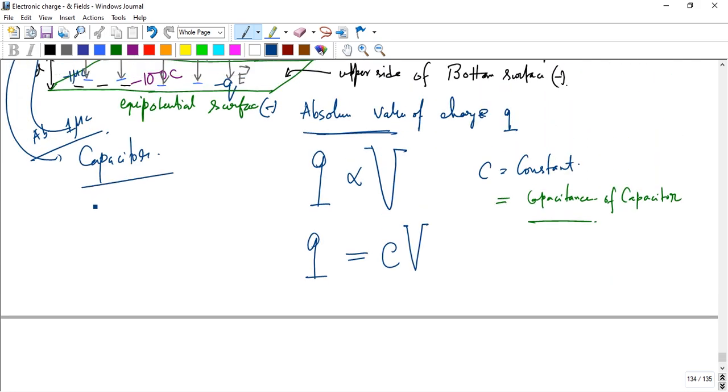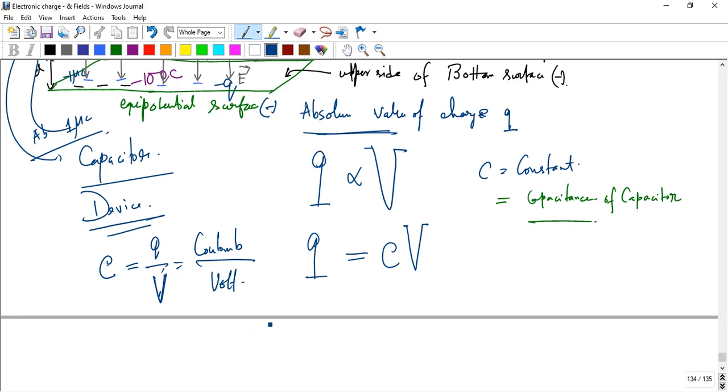The capacitor is the device, and the capacitance of the capacitor is C, which is equal to Q over V. Q is in coulombs and V is in volts. So coulomb per volt we get farad.